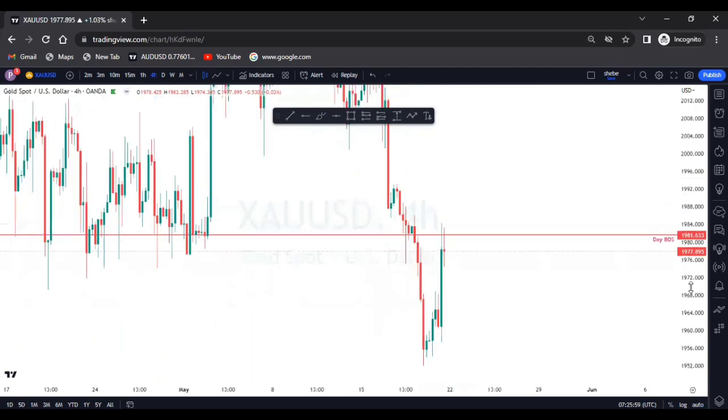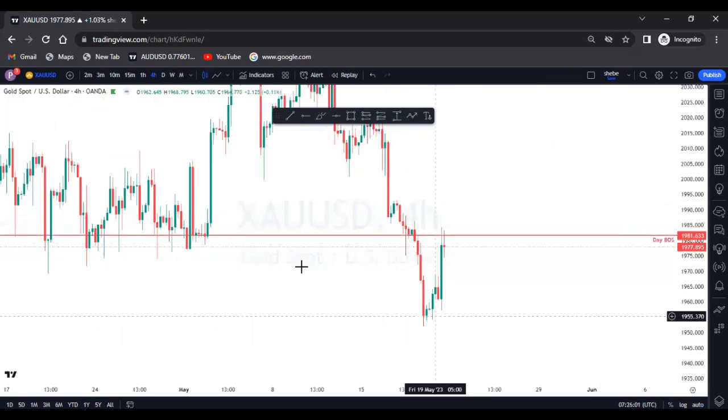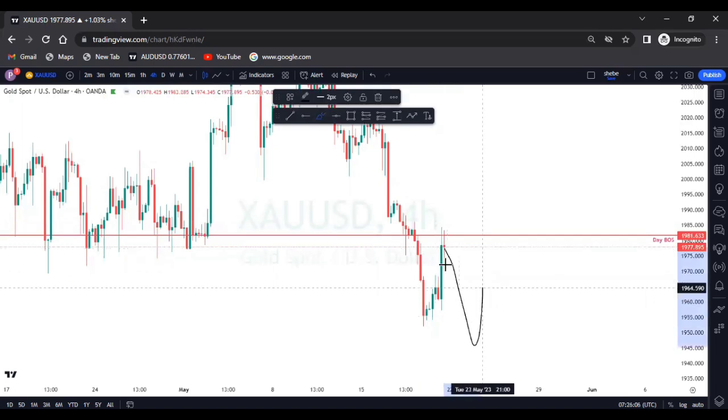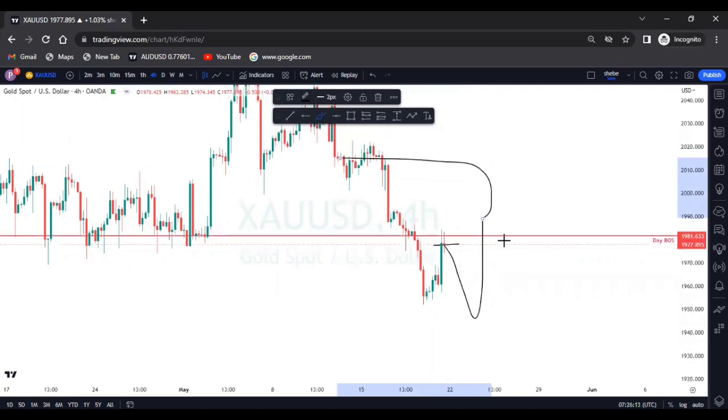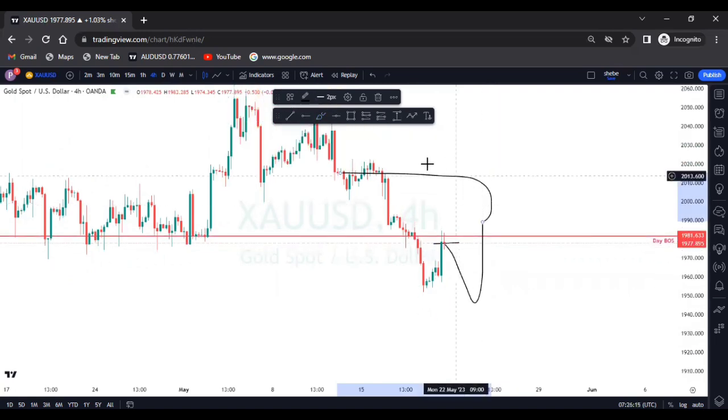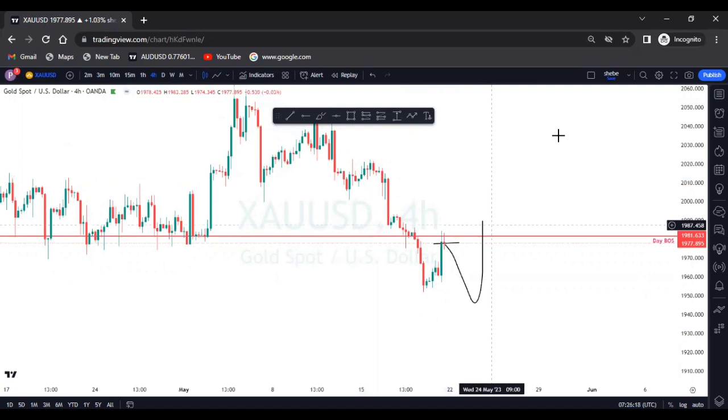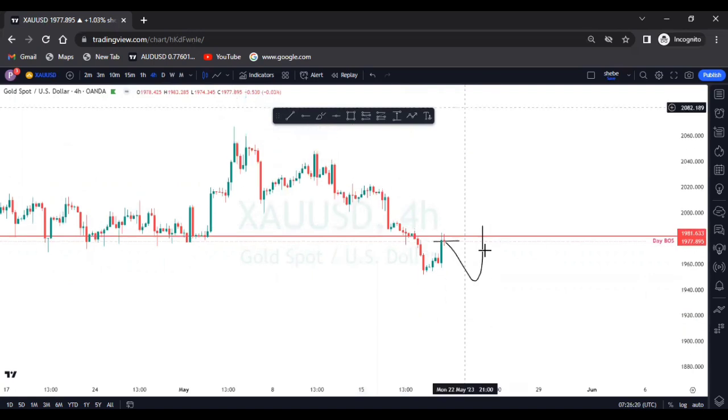Like you see, this is our 4-hour break of structure around here. So we're just waiting for the price either to come and break around here, so that we can find certain points, which will be the 3-minute and 15-minute invalidation points, so that we can continue and join our friends in this bearish trend.